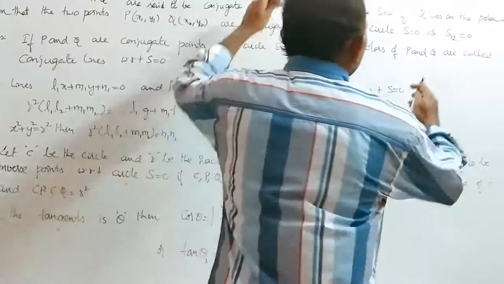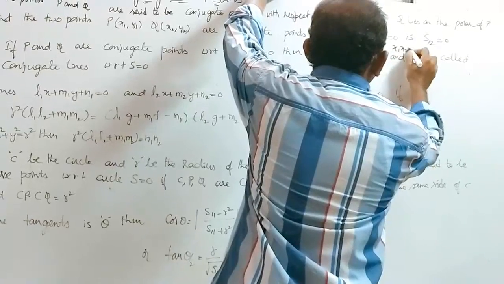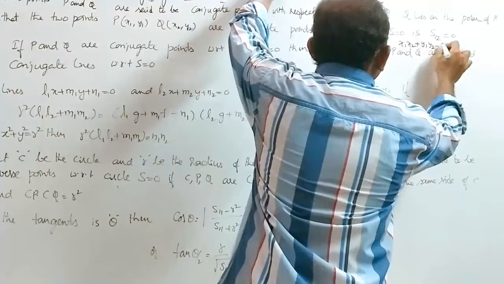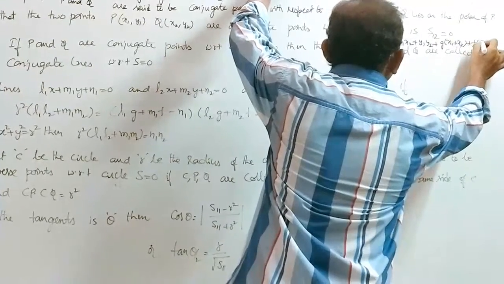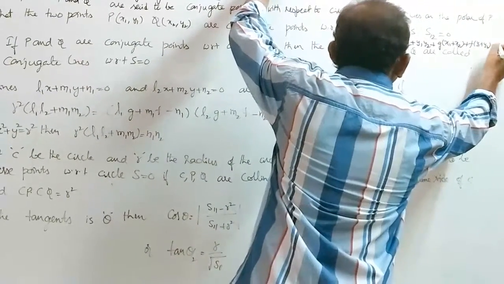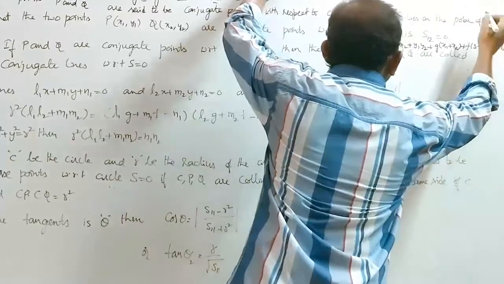S12 is nothing but x1 x2 plus y1 y2 plus g into (x1 plus x2) plus f into (y1 plus y2) plus c is equal to 0.